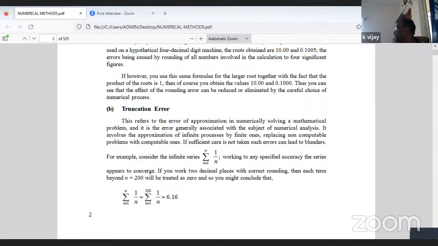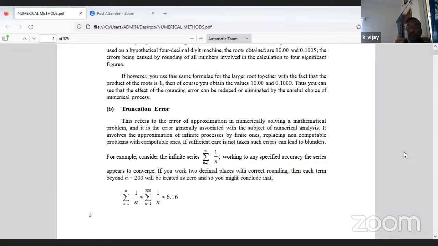The numerical methods we did today, we are discussing here the truncation error. What is the truncation error? This refers to the approximation in numerically solving a mathematical problem, and this is the error generally associated with the subject of numerical analysis. Yesterday we discussed the approximation of infinite processes by finite ones, by replacing non-computable problems with suitable computable ones. If sufficient care is not taken, such errors can lead to blunders.